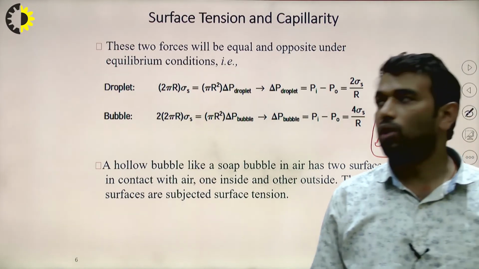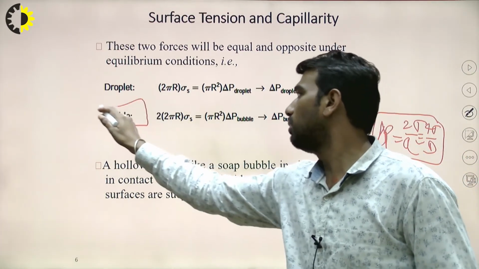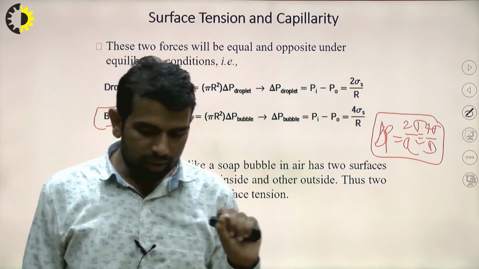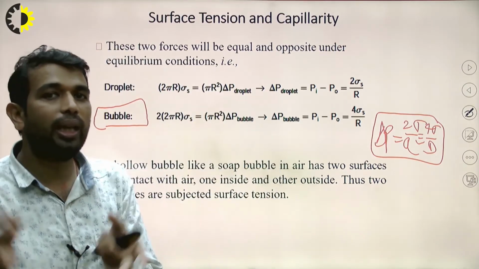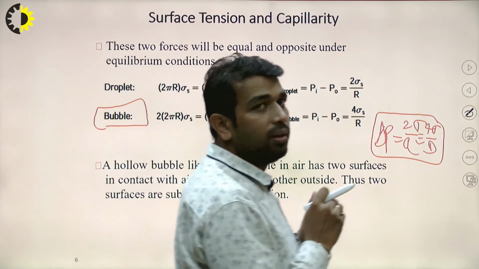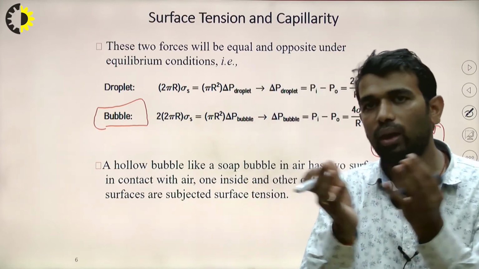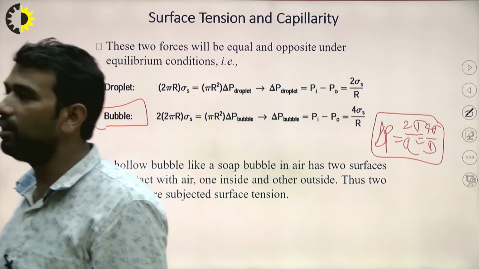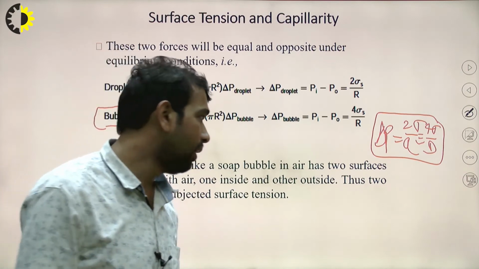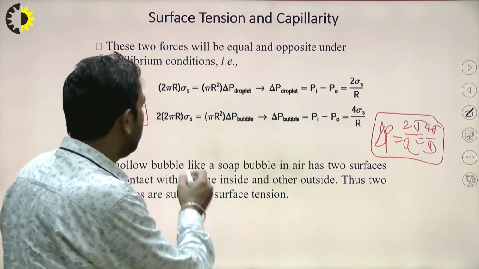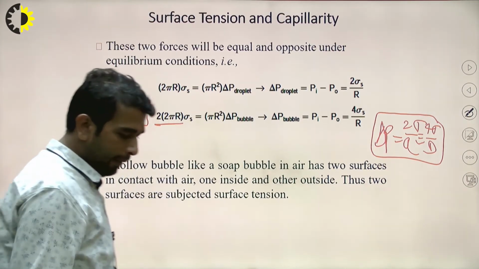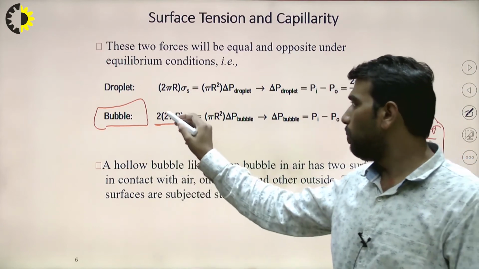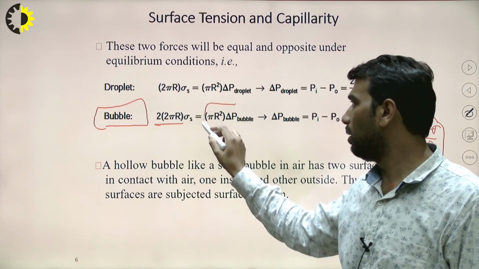Similarly, we can take this case for the bubbles. The difference between bubbles and droplets is that in droplets you have only one surface exposed to the air, but in a bubble you have two different surfaces. One inside is also air, and outside is also air. So two different circumferential surfaces are exposed to air, and because of that we are going to use 2 pi r two times. So 2 pi r into 2 into sigma s, and the remaining part is exactly the same.